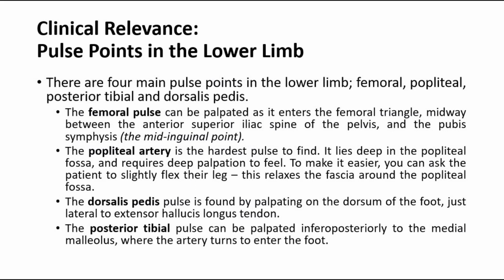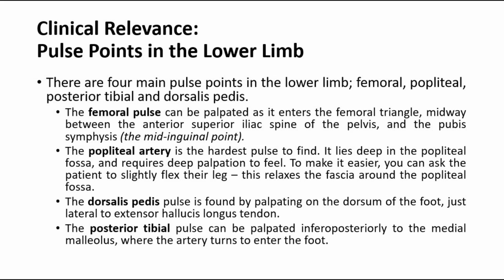There are 4 main pulse points in the lower limb: femoral, popliteal, posterior tibial, and dorsalis pedis. The femoral pulse can be palpated as it enters the femoral triangle, midway between the anterior superior iliac spine of the pelvis, and the pubic symphysis, which is the mid-inguinal point.